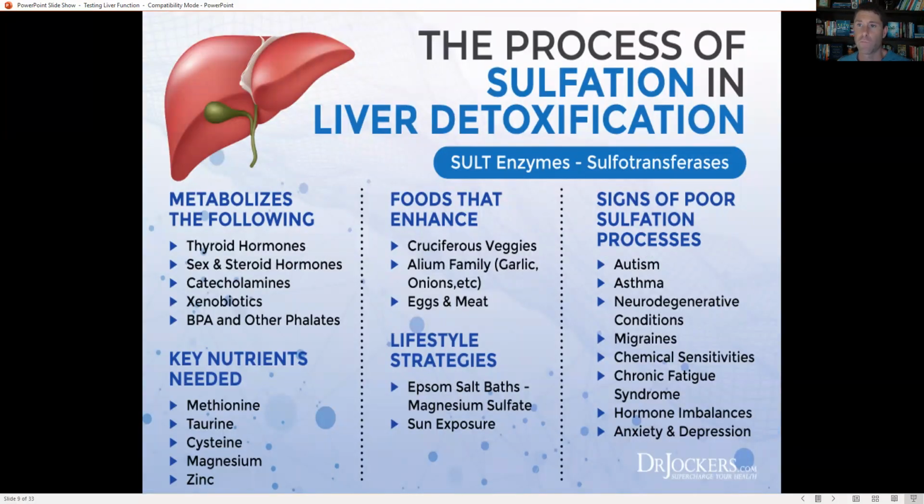Now, we're in phase 2, and we're looking at sulfation. Sulfation is one of the major pathways involved in liver detoxification. It's critical for that T4 to T3 conversion. So if we're not converting that well, we may have a liver issue. We may need to address sulfation pathways. It's also very important for sex and steroid hormones, and getting rid of excess estrogen in the system as well. Important for our body deactivating catecholamines.